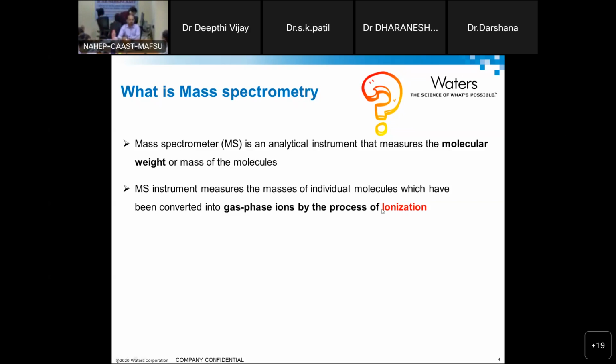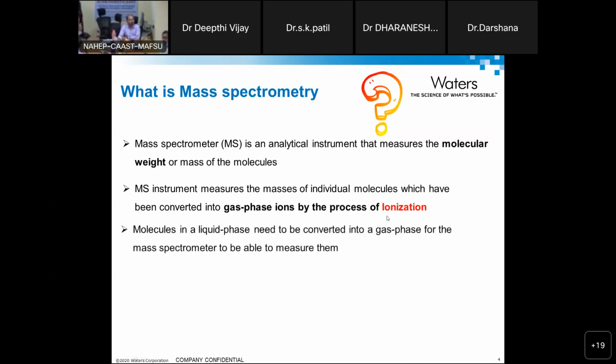Okay. Now what is ionization basically in chemistry? Ionization, as we all know, is when a particular molecule or compound acquires either a net positive charge or a net negative charge. When a particular compound gains either a positive charge or a negative charge, that process is called ionization. Okay. So molecules in liquid phase need to be converted into gas phase ions for the mass spectrometer to be able to measure them.